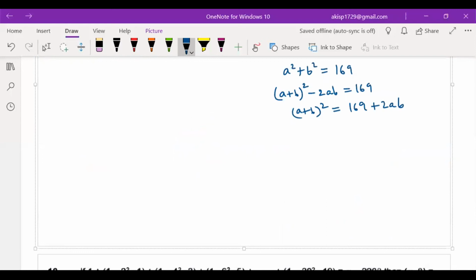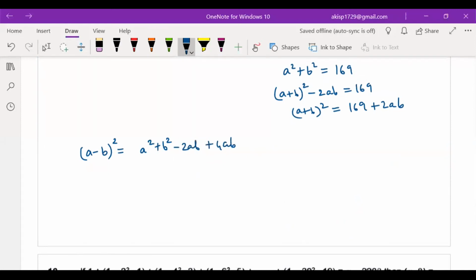And I'm interested in the value of a minus b. So to get a minus b, I'll go with a minus b square, because a minus b square I know is a square plus b square minus 2ab. If I add 2ab and subtract 4ab on both sides, then I see that this is nothing but a plus b whole square only minus 4ab.